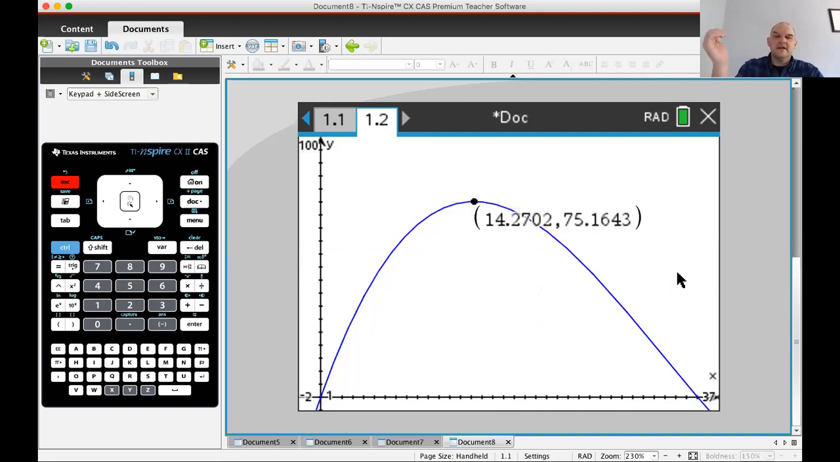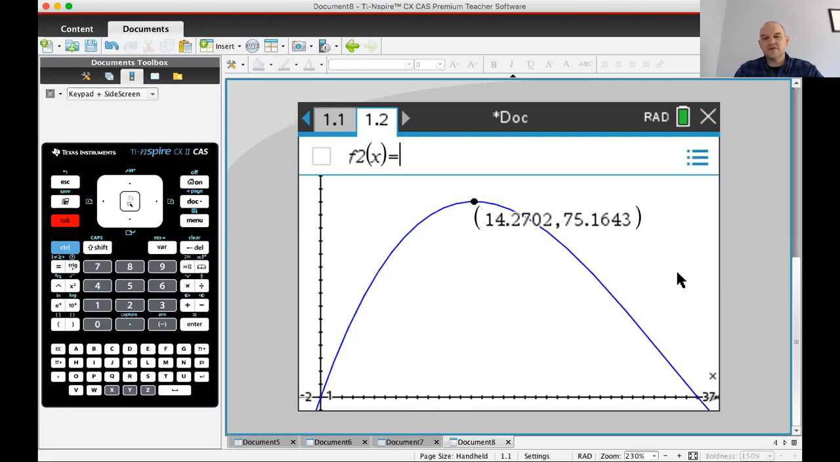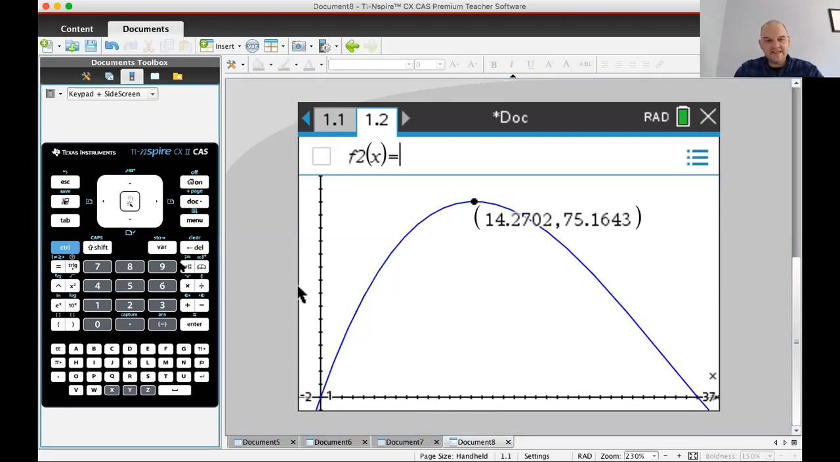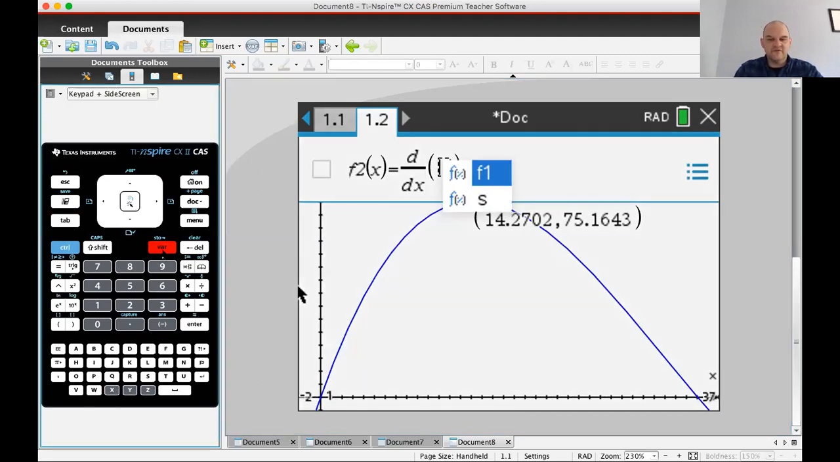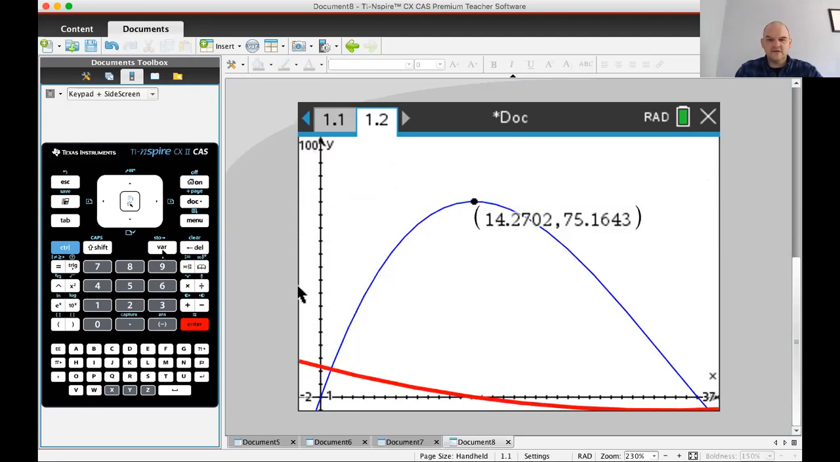That's fine. So the maximum of the velocity occurs when time is 14.270, and the maximum velocity is 75.164. My other idea was that I would graph the derivative of velocity, which is acceleration. Watch how I do this. Derivative with respect to x of, so I want the derivative of velocity. Right now, velocity is in F1, and I'm gonna press enter.